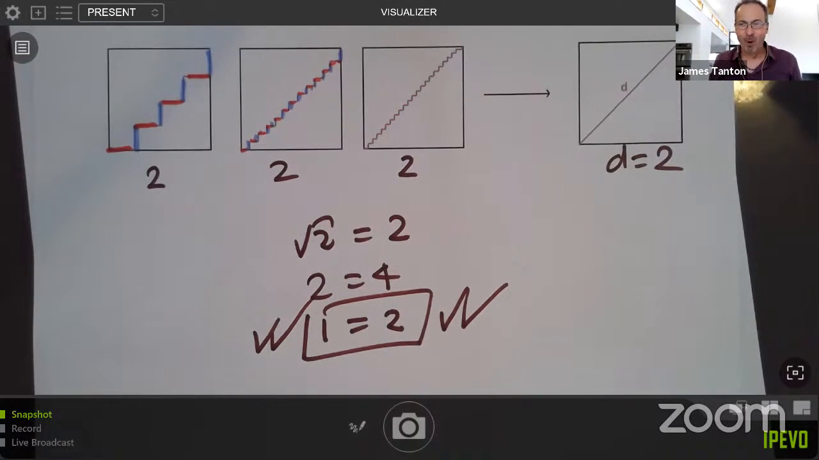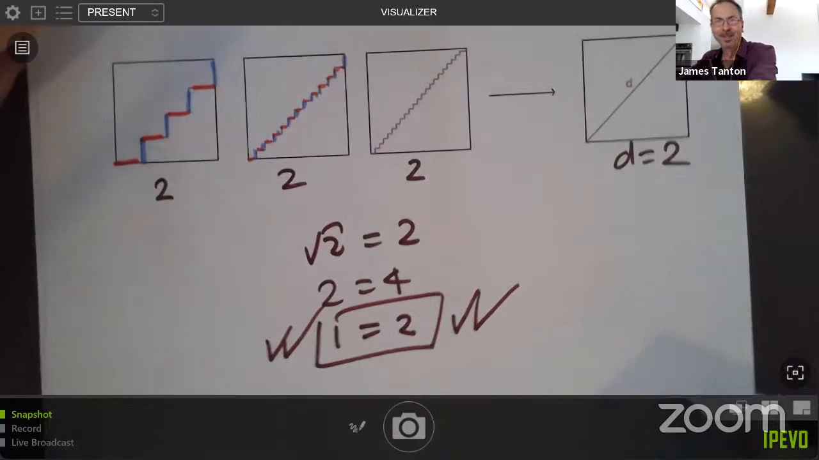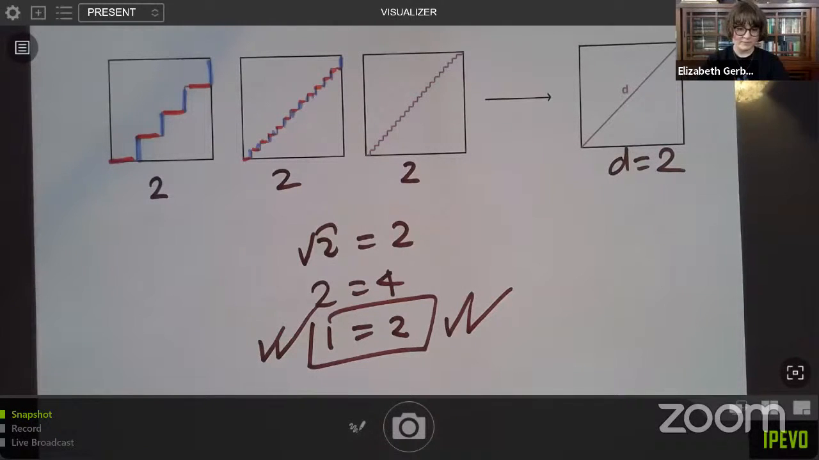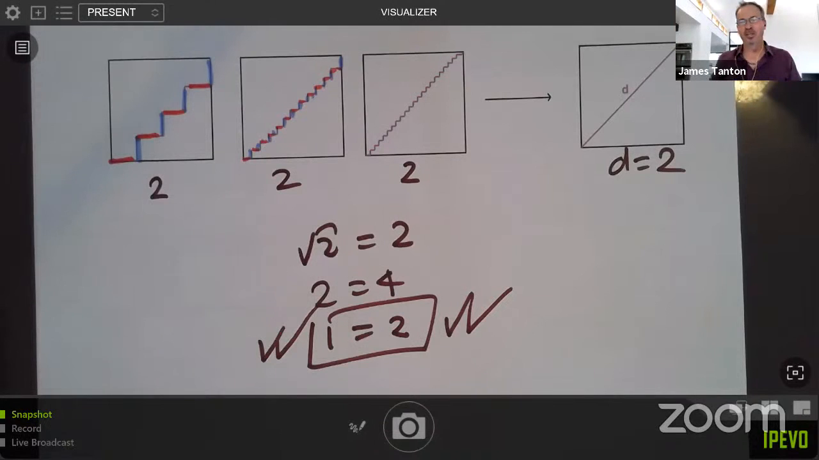This proof is completely wrong. Oh my gosh, that's bold. Okay, why is it completely wrong? Approximations don't keep getting better.